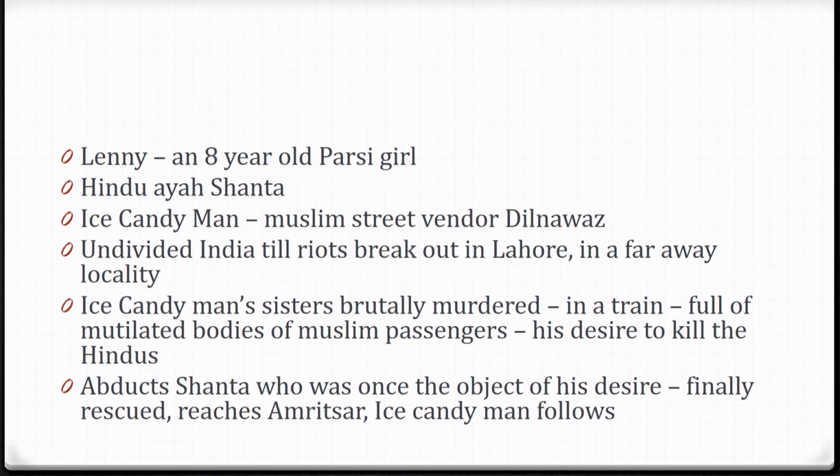Ice Candy Man, who comes across as a happy-go-lucky fellow until that point of time, changes entirely when he gets to know that his sisters were brutally murdered in a train. And he also witnesses the train approaching the station with mutilated bodies of Muslim passengers. And from that moment onwards, we find that his entire psyche undergoes a change. The relations that he had until that point of time, the past which was undivided in terms of religion, is completely replaced with this desire to kill Hindus. So the past friendships and the past desires and the past relationships in his life do not matter anymore.